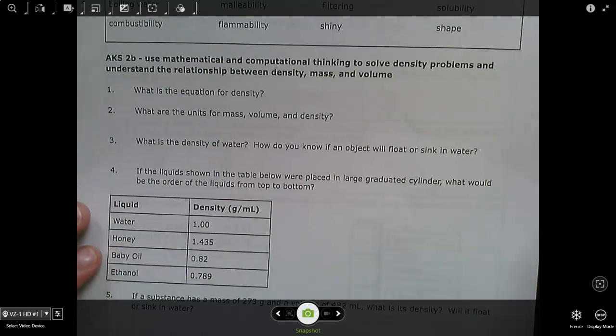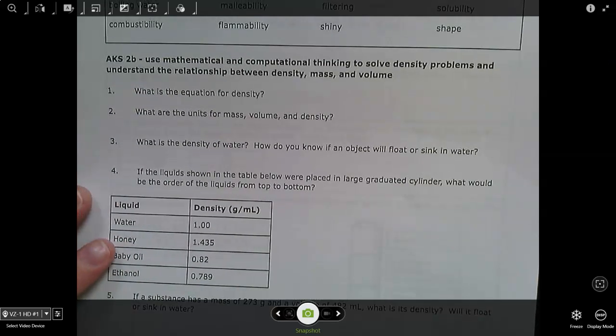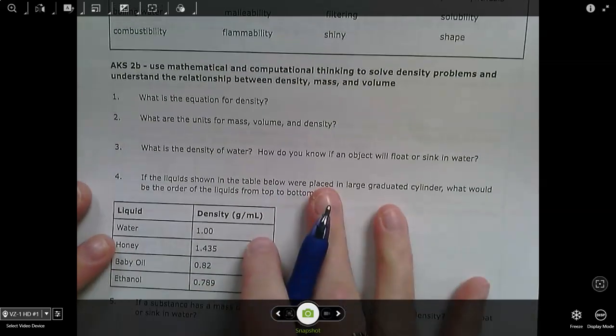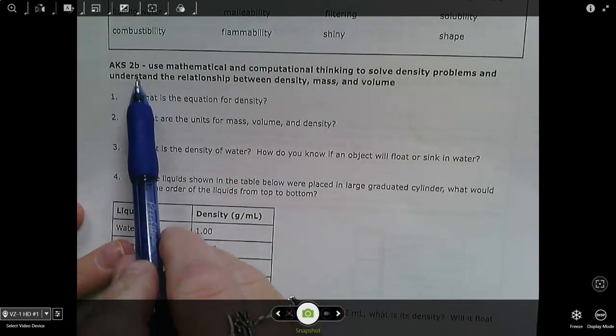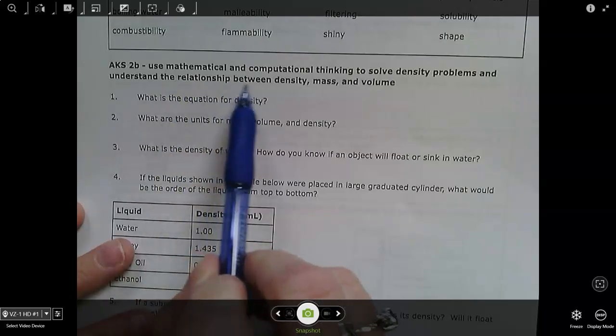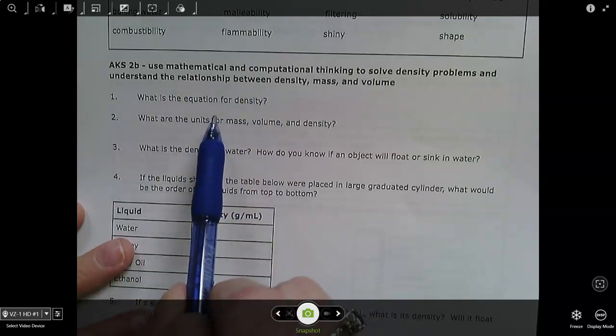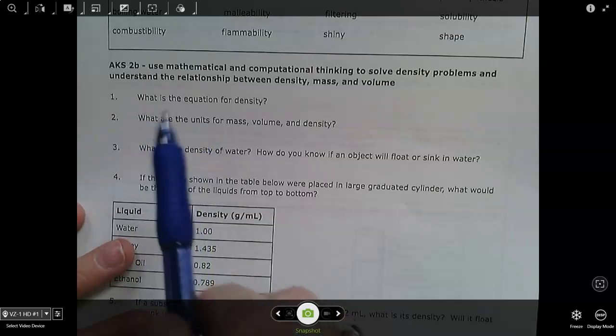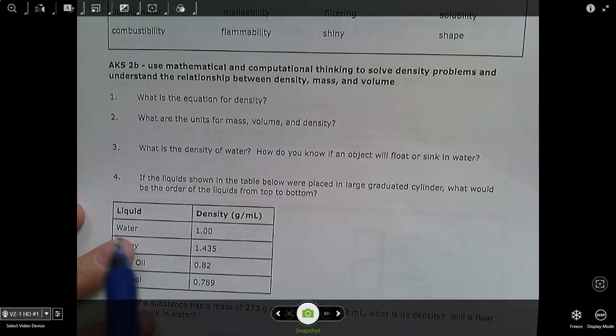This is the fifth and final Unit 1 review guide video. And in this video, we are going to look at AKS 2B. Use mathematical and computational thinking to solve density problems and understand the relationship between density, mass, and volume.